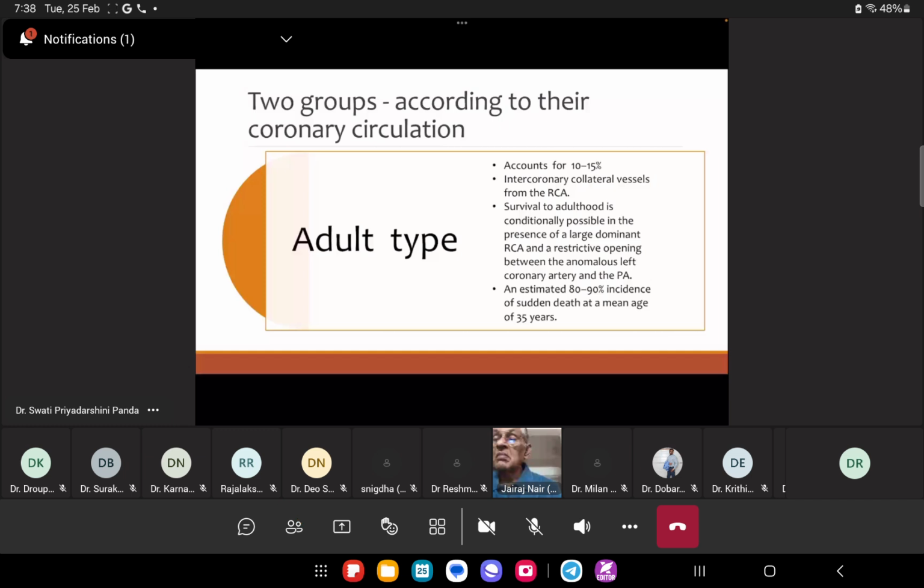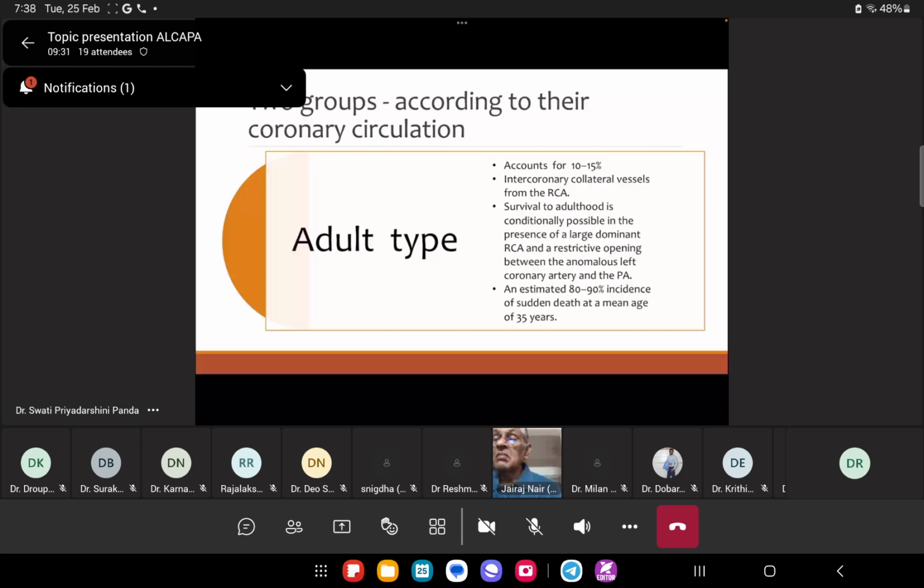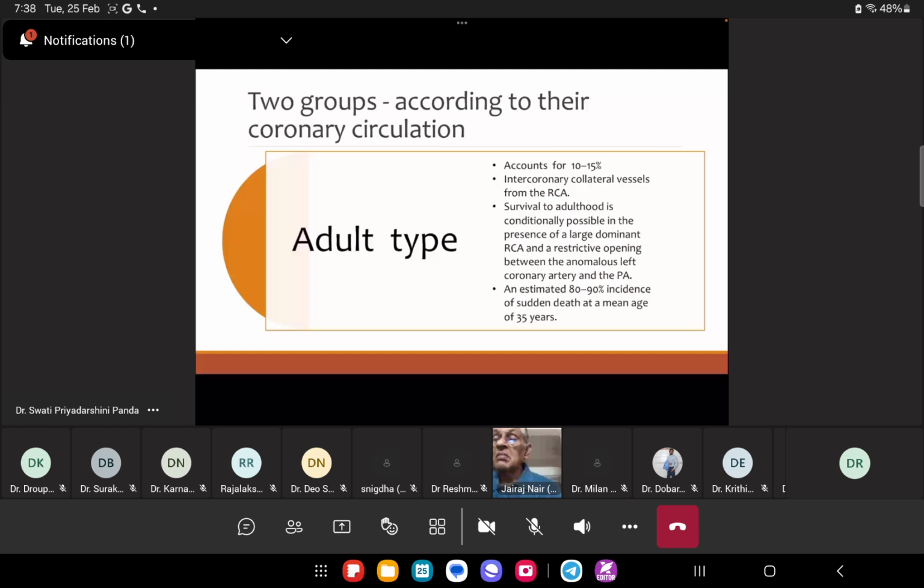Pathophysiology depends on the pressure difference between the systemic and pulmonary circulations, and presence or absence of collateral vessels. In fetal life and in a newborn, when the pulmonary vascular resistance is elevated, the left coronary artery pressure is adequate for perfusion of the myocardium.